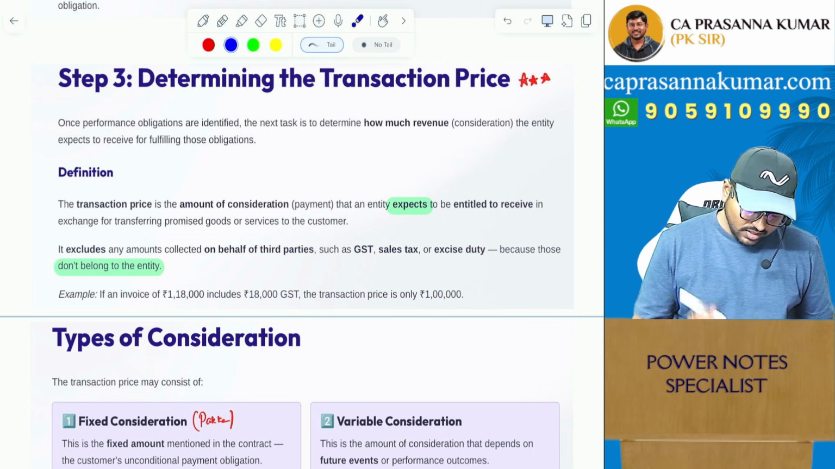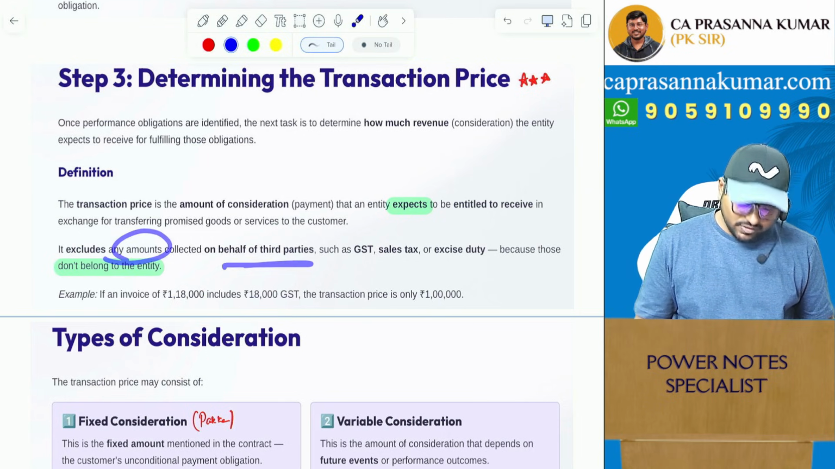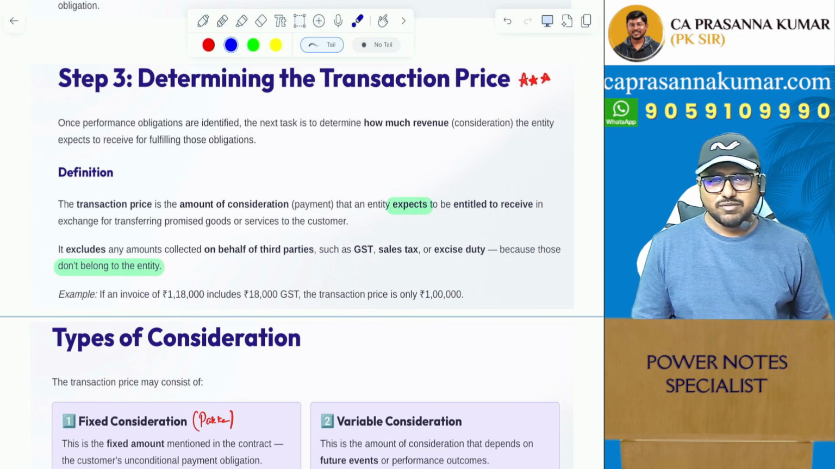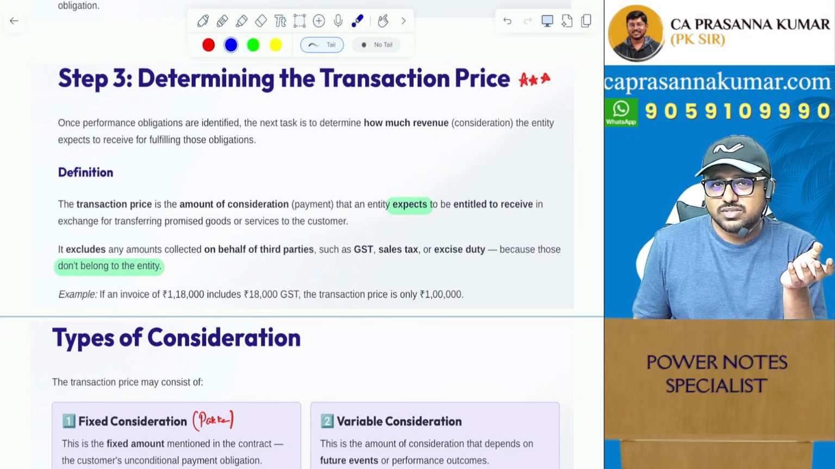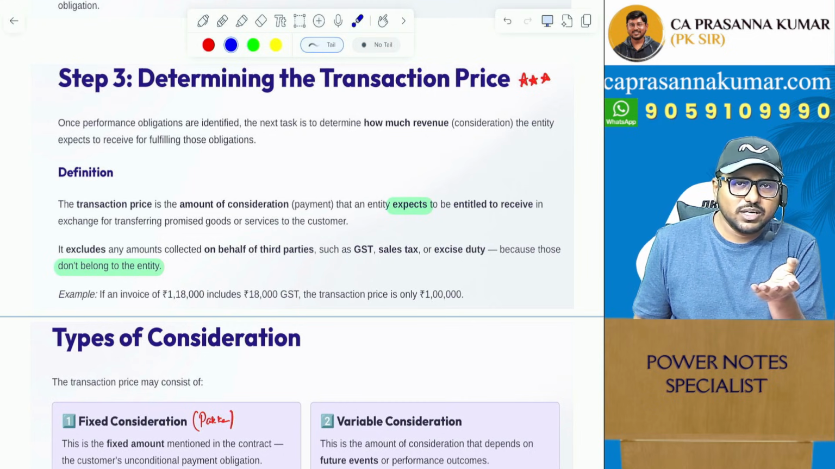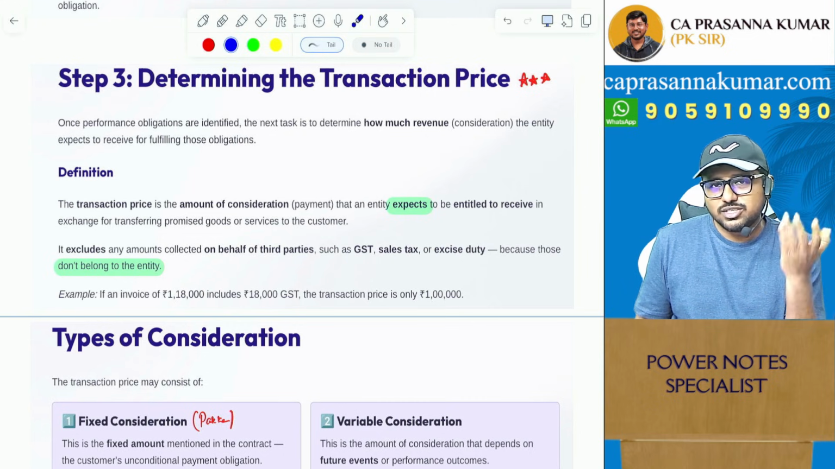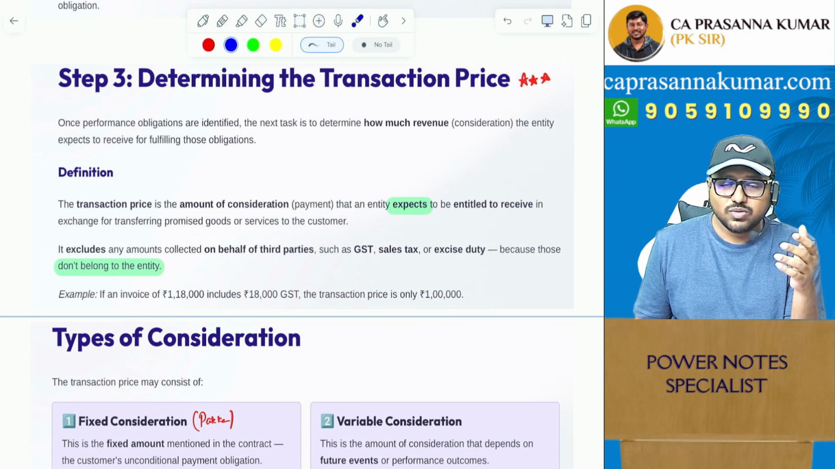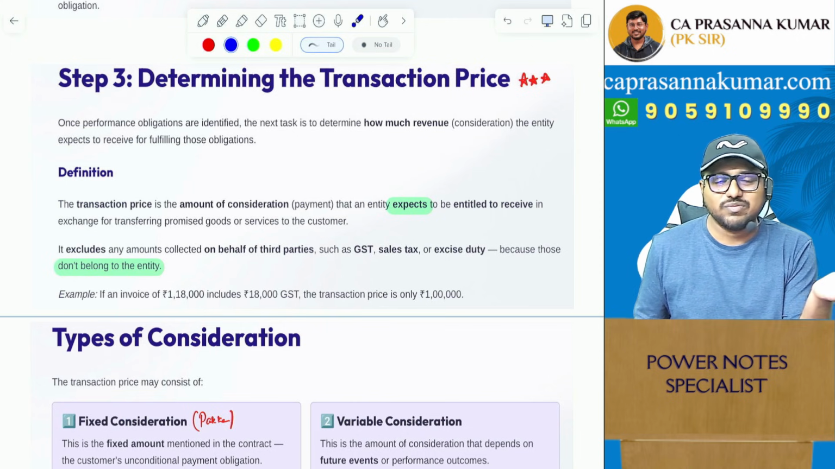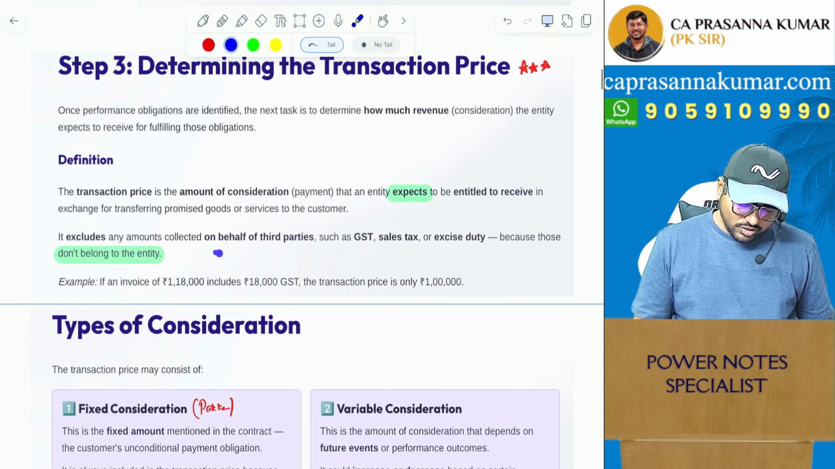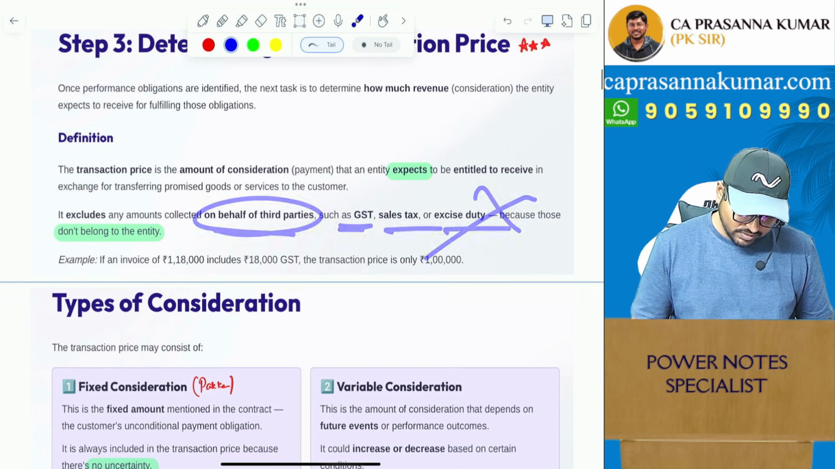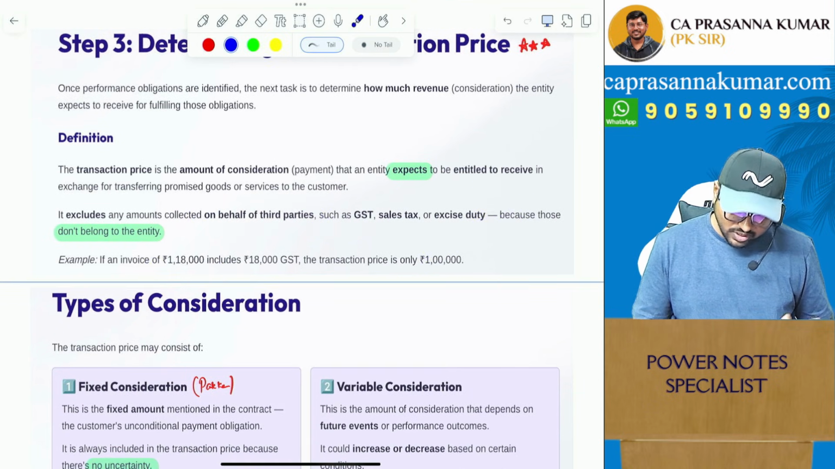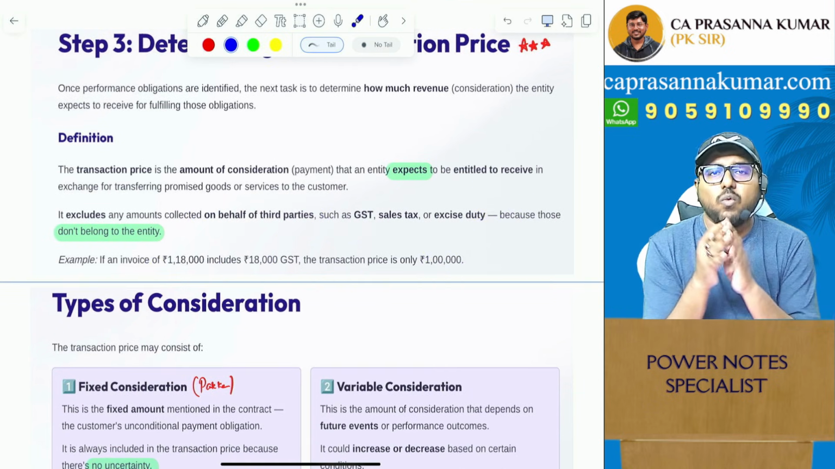Okay. One important point is very simple. If an entity collects any amount on behalf of third parties, it does not belong to the entity. For example, even when we sell our courses, if you buy FR, obviously it will be inclusive of GST. That GST directly goes to the government. So can I say that's the revenue for me? That's obvious. It's not. So anything that you collect on behalf of third parties like GST, sales tax and excise duty must be removed. Very simple. If your invoice is 1,18,000, your actual revenue or transaction price is 1 lakh.